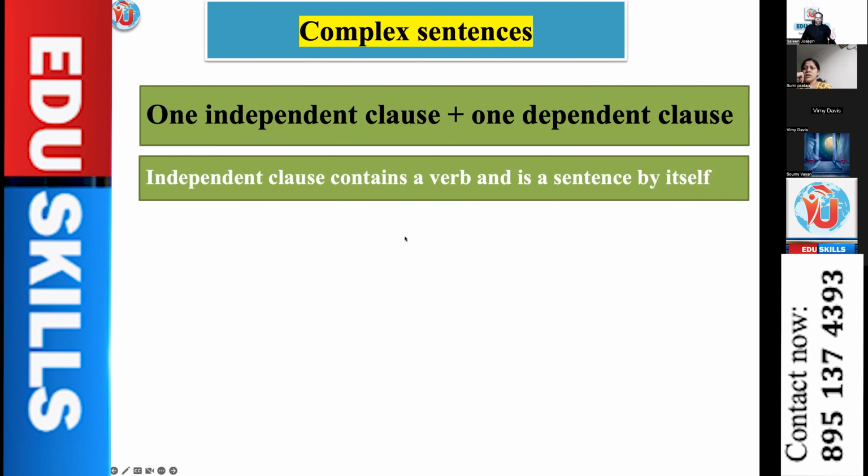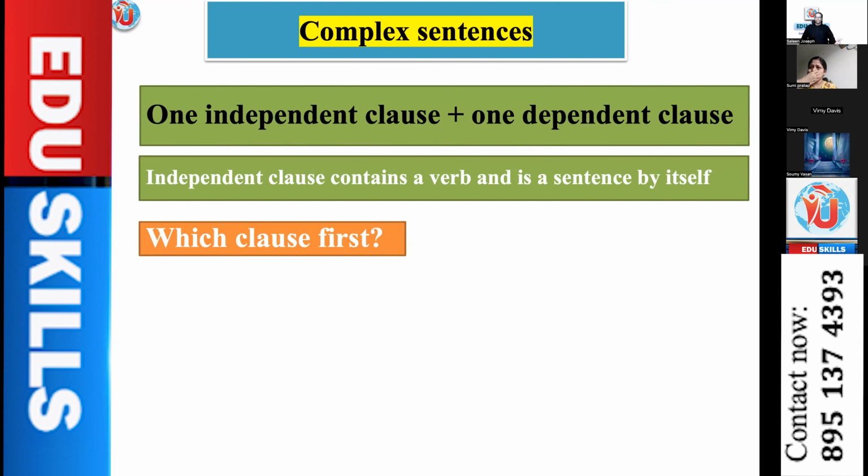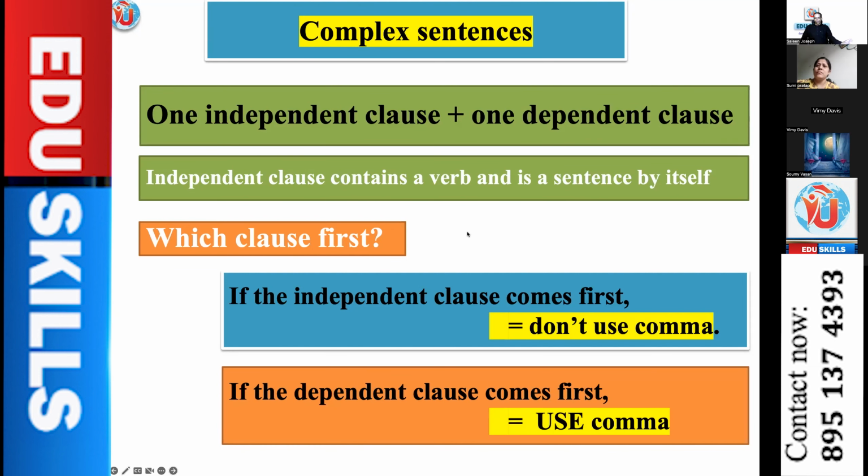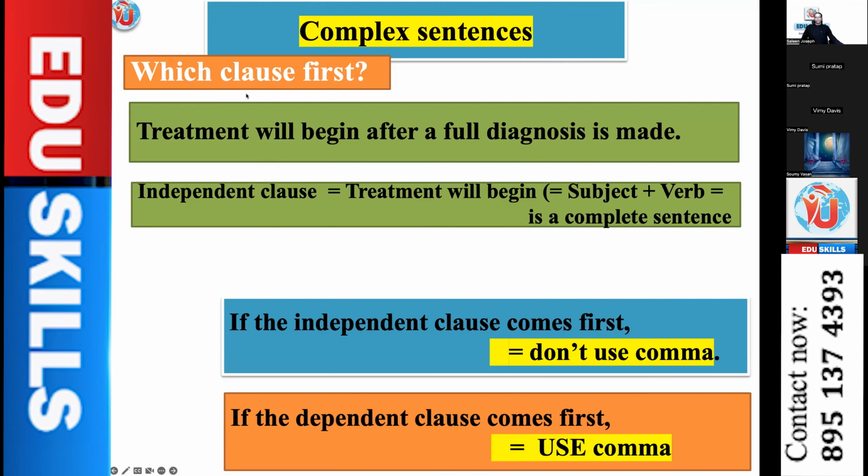One complex sentence means one independent clause and another clause, with a comma or without a comma. An independent clause contains a verb and is a sentence by itself. Which clause comes first? As I said, if the independent clause comes first, don't use a comma. If the dependent clause comes first, use a comma. Now you see one example, to see which clause comes first.